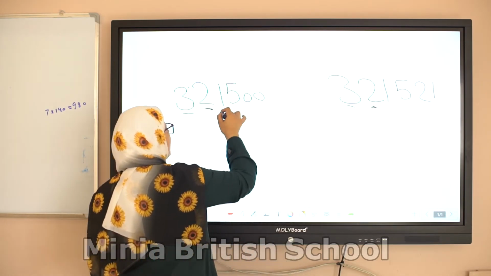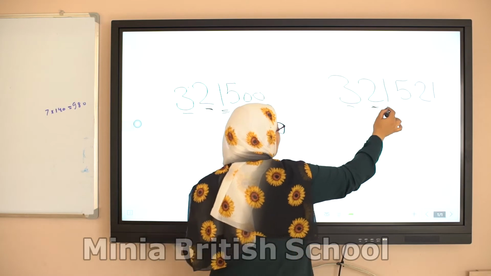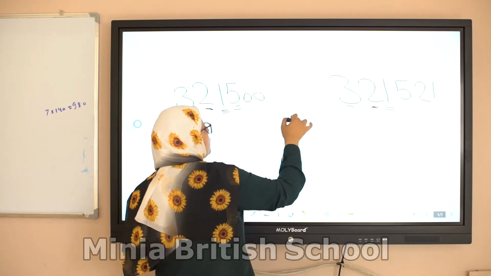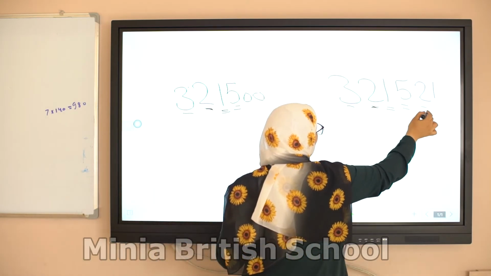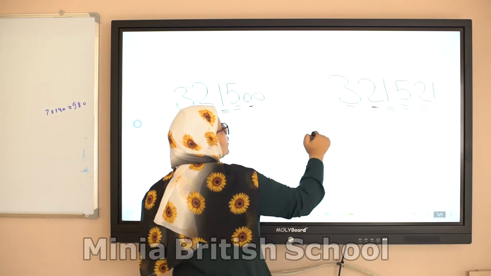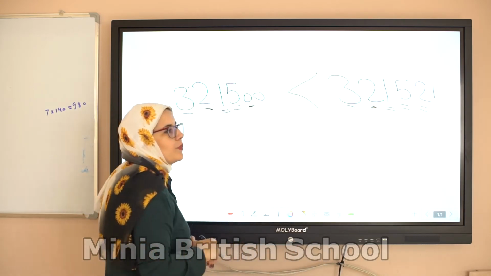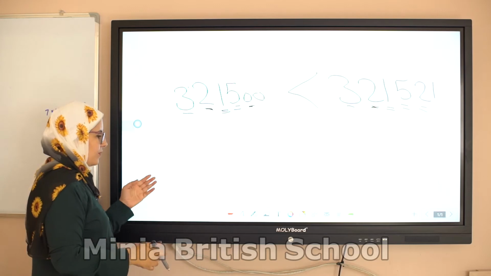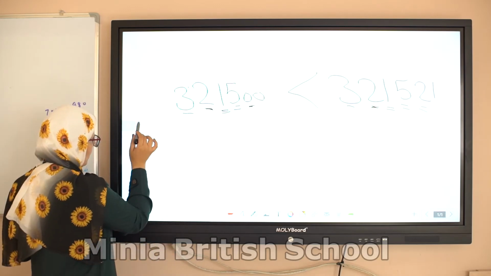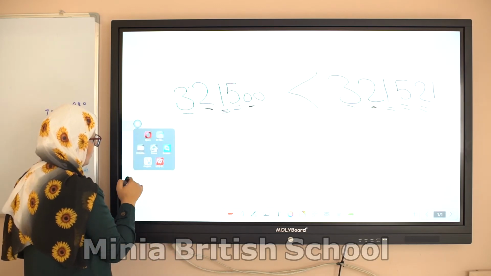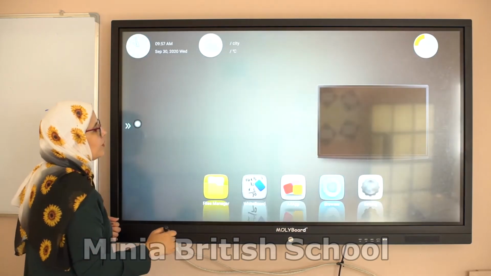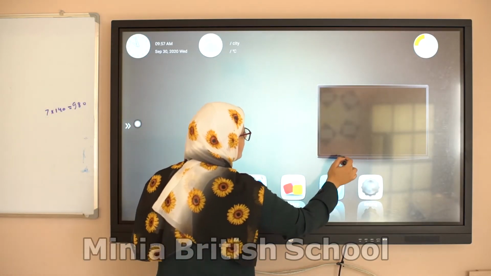So I will look at the next place value. Here 1 and here 1. Then the next place value, 5 and 5. But here 2. Here what? 0. Which one is the greatest? 2. So this number is greater than this number. That's it. This is the main idea of how to compare between two numbers.